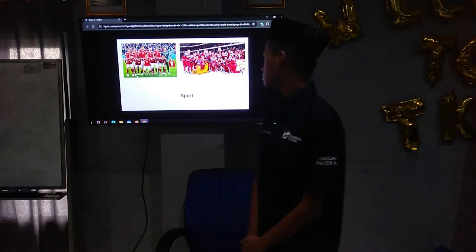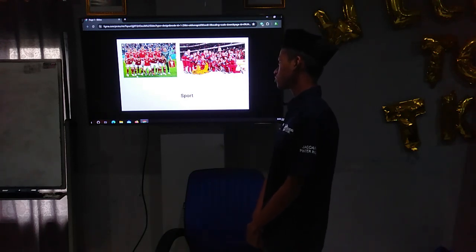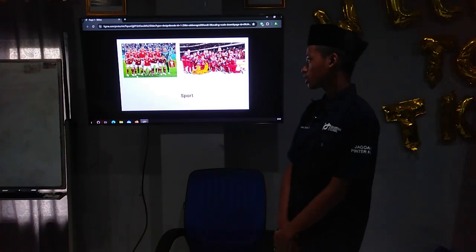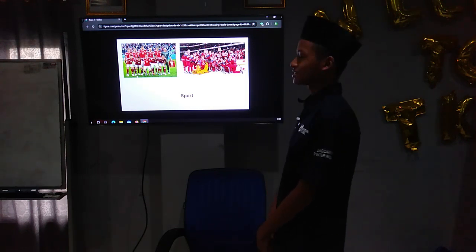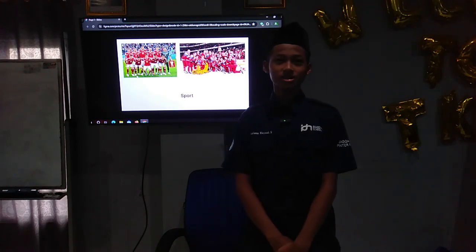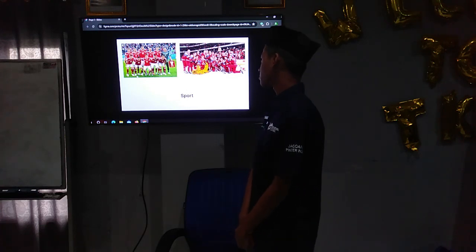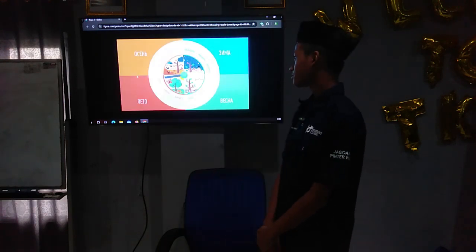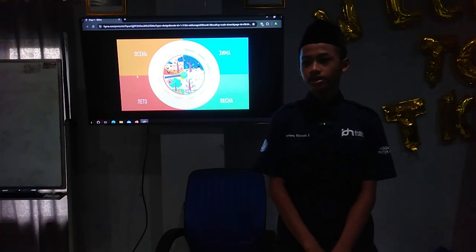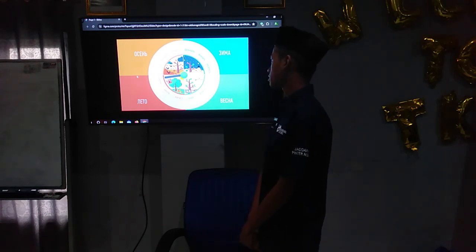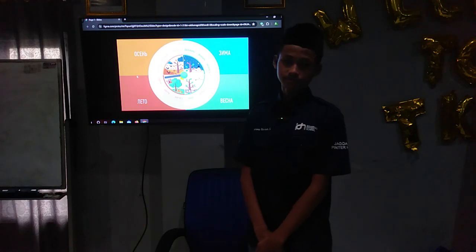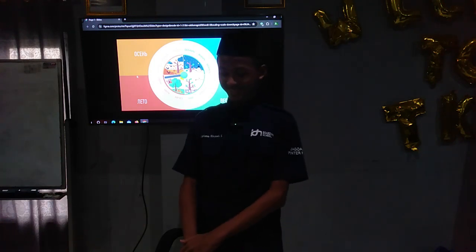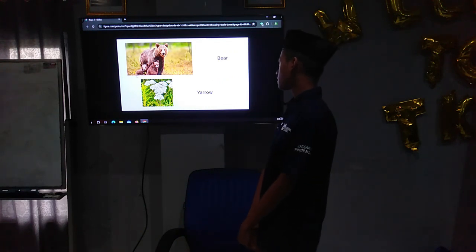And then the famous sport in Russia is of course football, and the second one is ice hockey, because I have seen in the Olympics that Russia is really good at ice hockey, and they always won gold medals. And the seasons are the same as in Europe. They have spring, summer, autumn, and winter. Not like Indonesia.